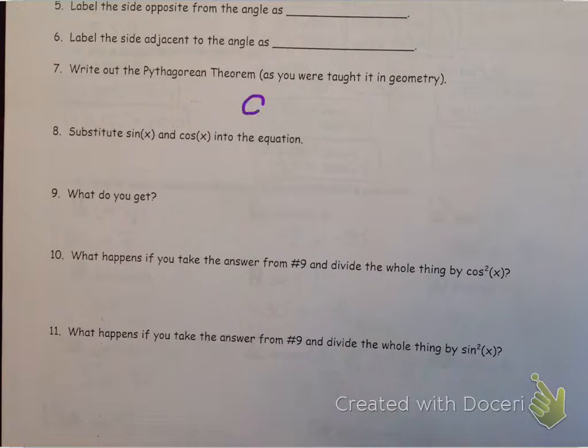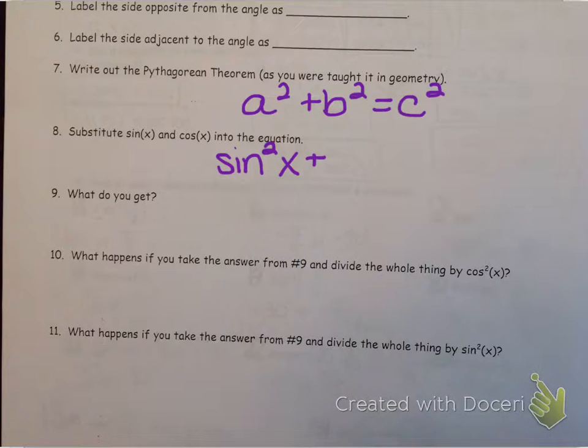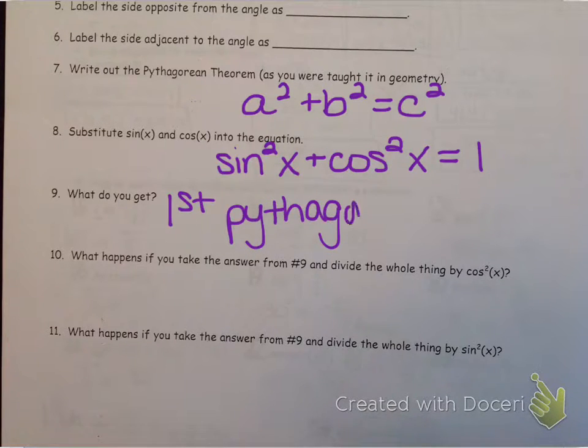So if I took that a squared plus b squared equals c squared inside of the right triangle up at the top of the page, one of the legs has now been renamed as sine, and it's going to get squared, so it becomes sine squared of x. The other leg is cosine, and so it's going to get squared, and so it becomes cosine squared of x. And the hypotenuse is 1, and when it gets squared, it stays 1. Okay? And what we've just derived, or come up with, is the first Pythagorean identity.